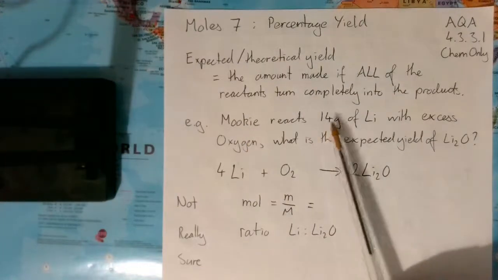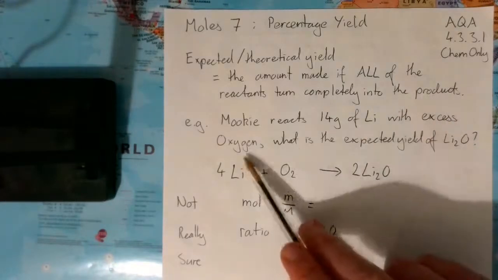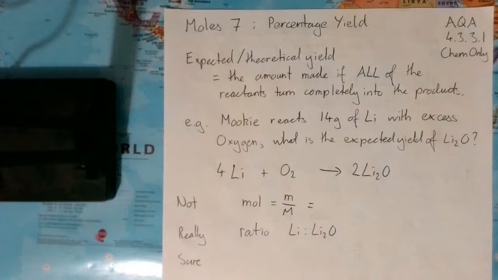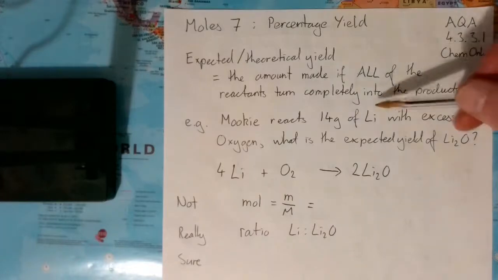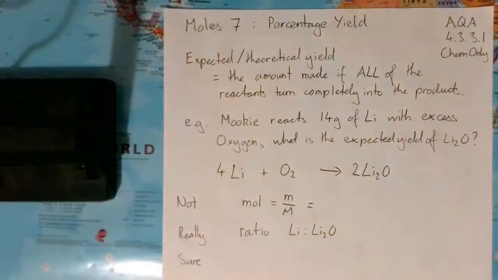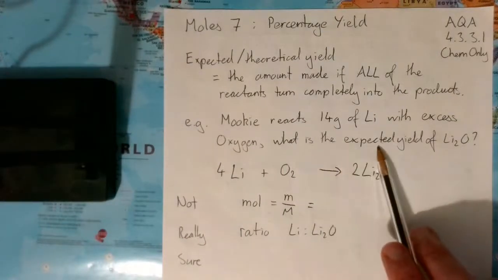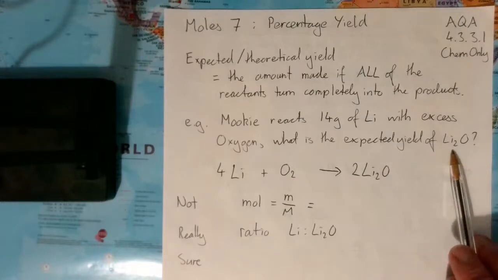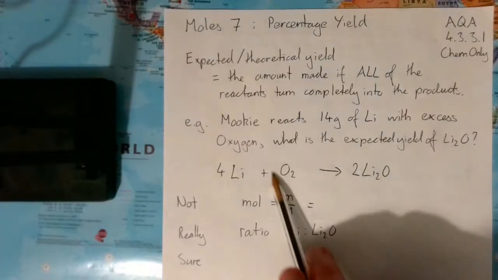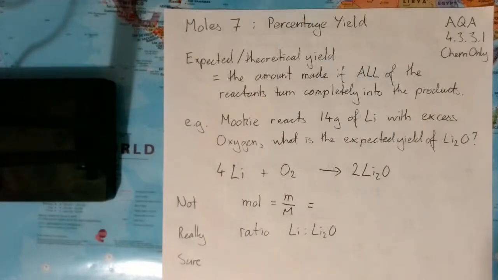Mookie reacts 14 grams of lithium with excess oxygen. So from video 6, oxygen is the excess, lithium is the limiting reactant, and that's the one that limits and controls how much we can expect to make. What we're asking here is the expected amount of product. So we know we don't need to worry about the oxygen because it's in excess. It's all about how much lithium we've got.